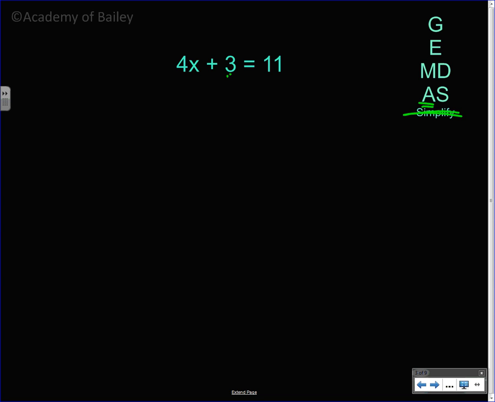See, you are adding 3 there. There's no subtracting to the variable, but you are adding 3 to the variable. So using opposite operations, what's the opposite of adding 3? You minus 3.